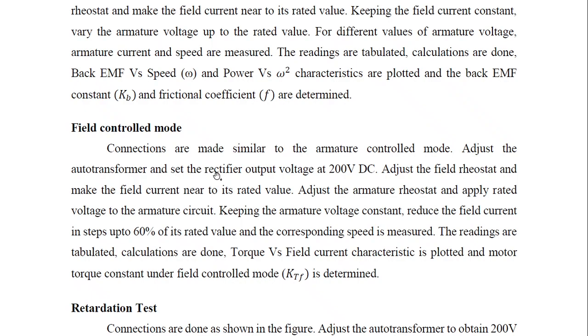Okay, that means you have to set up the rated terminal voltage, that is 200 volt DC. Then you have to adjust the field rheostat and make the field current near to its rated value again, and then adjust the armature rheostat and apply rated voltage to the armature circuit. Okay, and in the next step you have to keep the armature voltage constant, and you have to reduce the field current in steps up to 60% of its rated value, and the corresponding speed is measured.